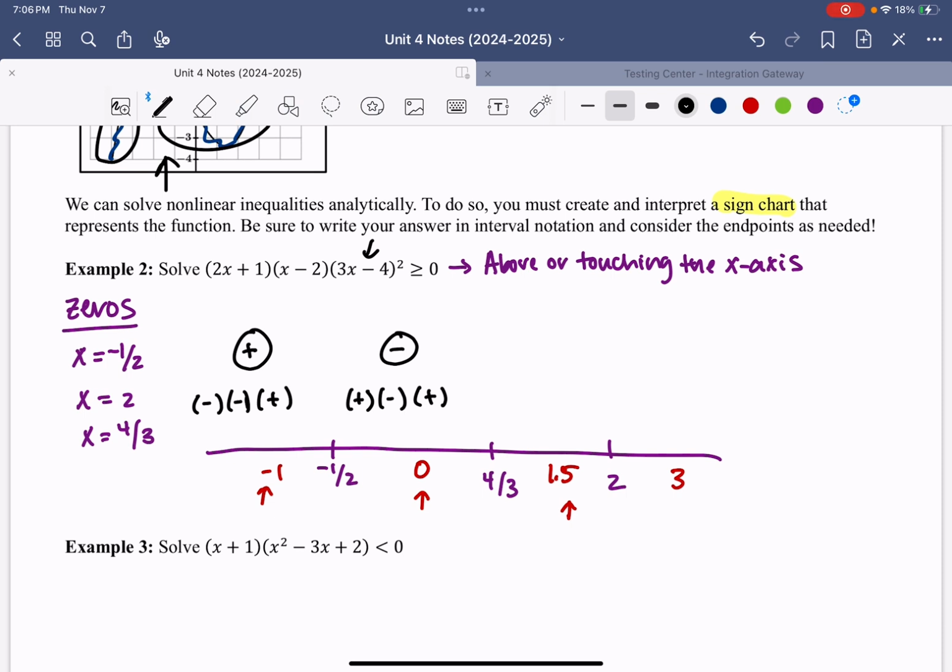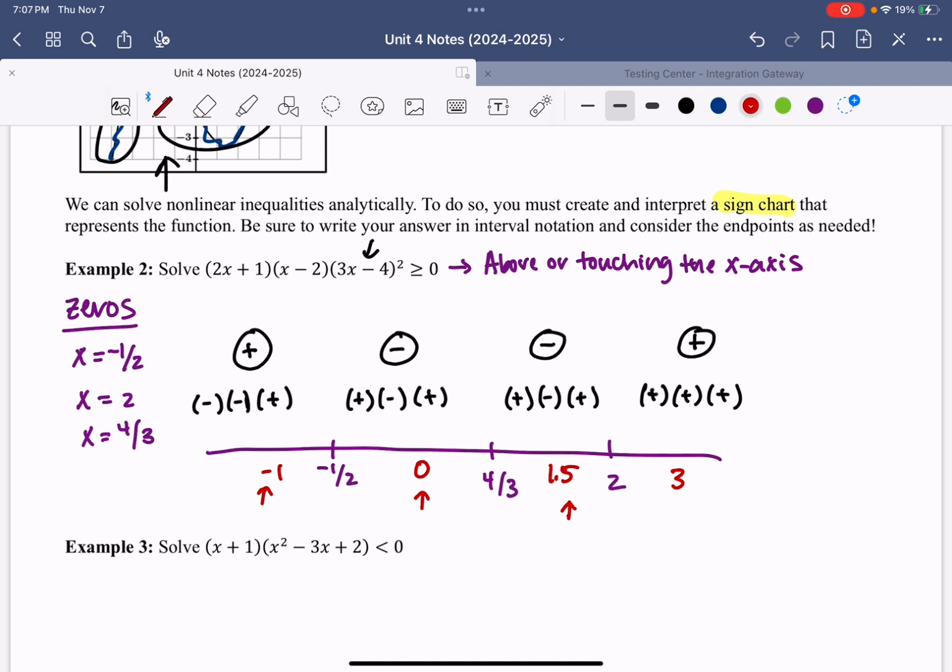Okay, going to plug in 1.5. Let's see, 1.5 times 2 is 3. 3 plus 1 is 4, so that's going to be positive. 1.5 minus 2 will be negative, and then the last one is always positive, so this will be negative. So we're still below the x-axis. And then plugging in 3, let's see, that's going to be positive for the first one, positive for the second one, and positive for the third one. So my region from 2 to infinity should be positive.